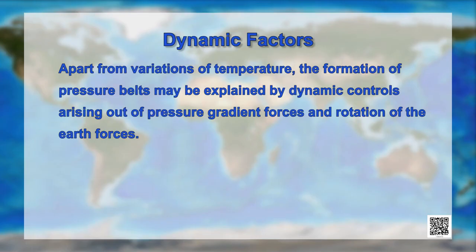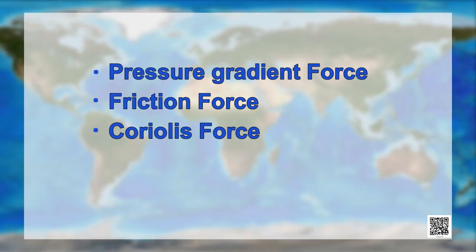Dynamic factors. Apart from variations of temperature, the formation of pressure belts may be explained by dynamic controls arising out of pressure gradient forces and rotation of the Earth forces. Now, there are two main forces which affect the movement of the winds. The first one is pressure gradient force and the other is frictional force. The third important force which acts is the Coriolis force, which is one of the most important forces acting on the surface of the earth.